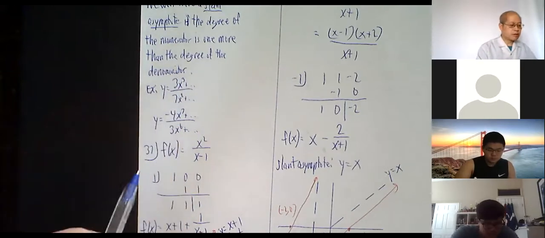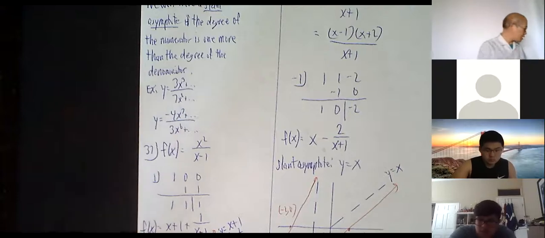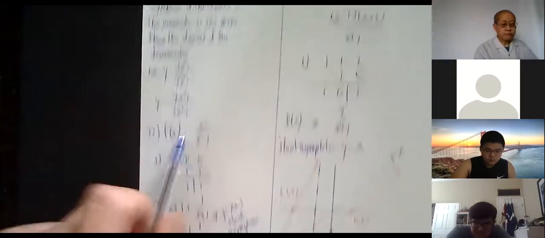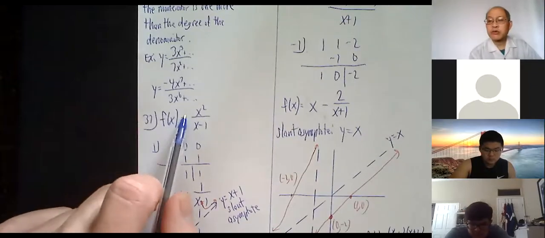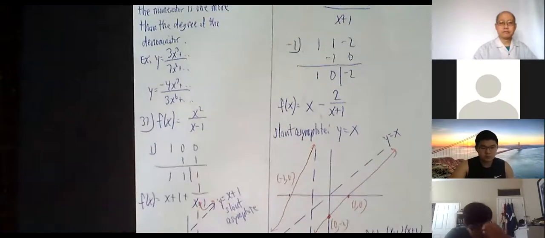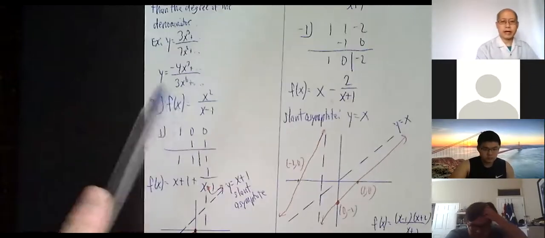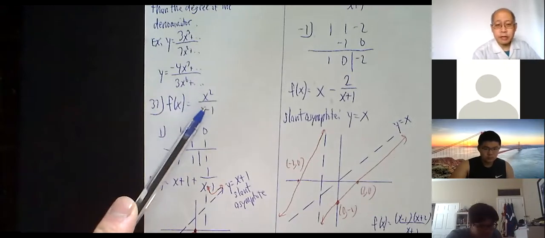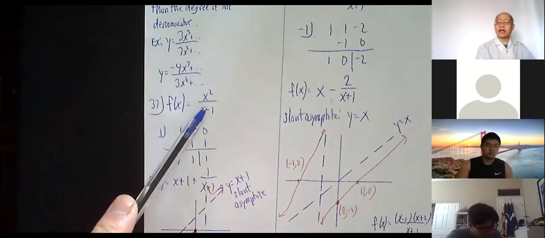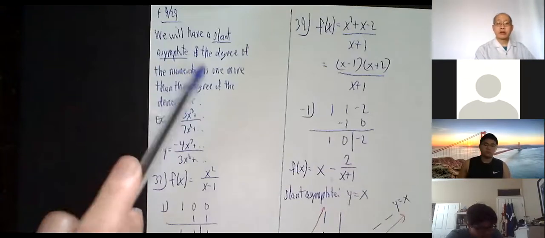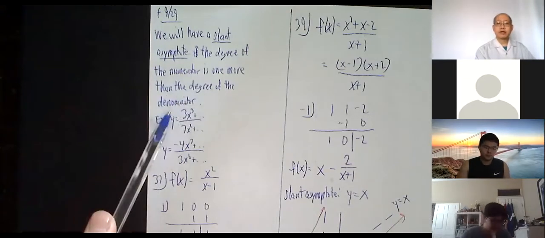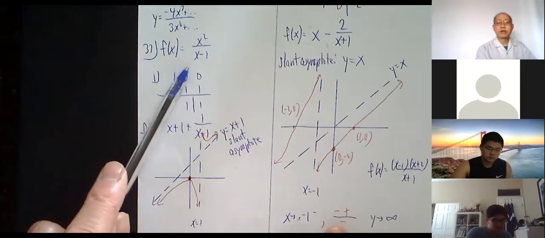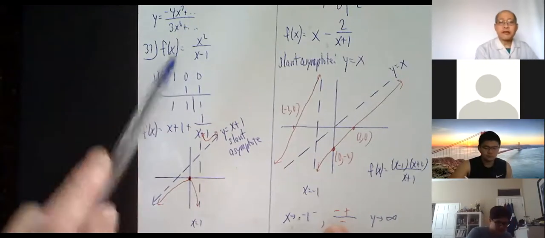So let me show you the setup for 37, and maybe that's all we have. So 37 says f of x equals x squared over x minus 1. 2nd degree, 1st degree. Right? So we will have a slant asymptote. The degree of the numerator is exactly 1 more than the degree of the denominator. 2nd degree, 1st degree. So first I'm going to do the division.